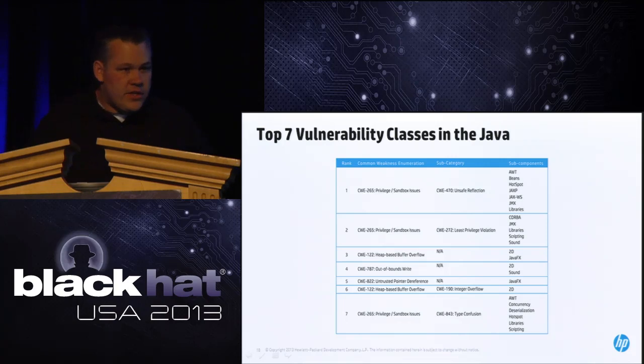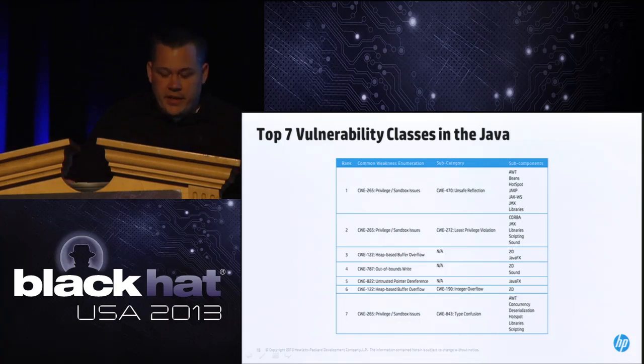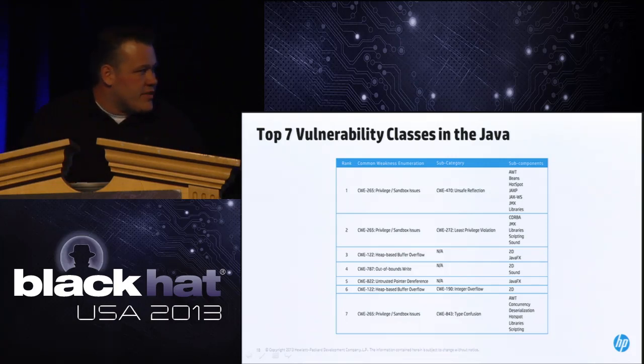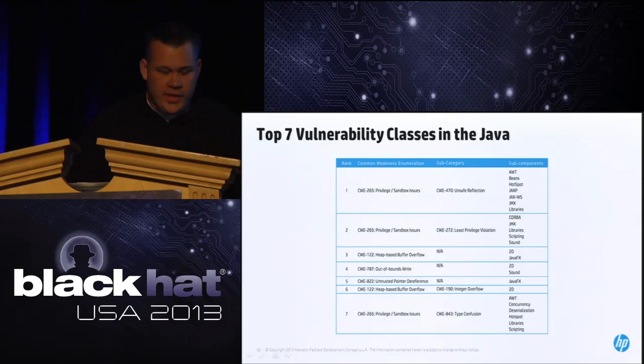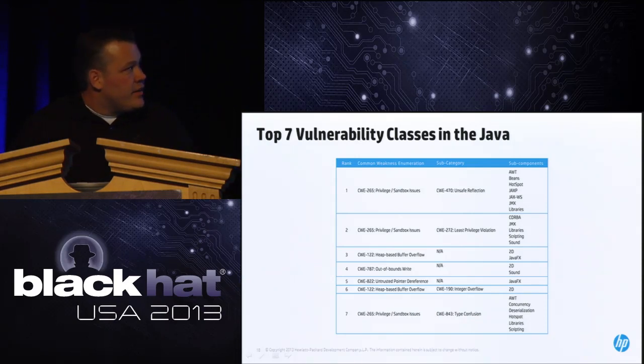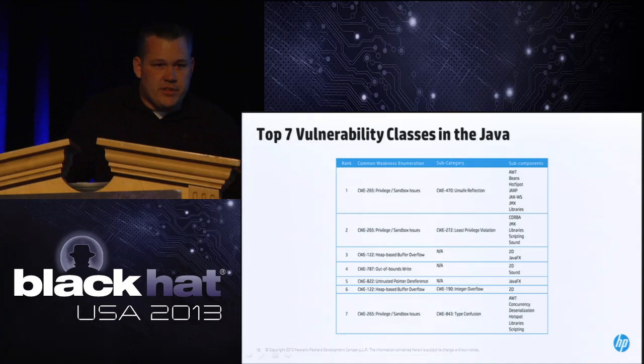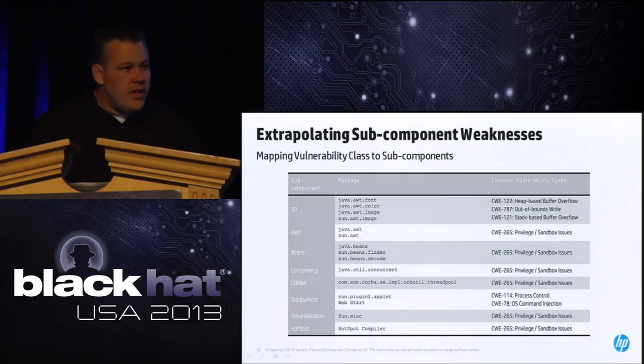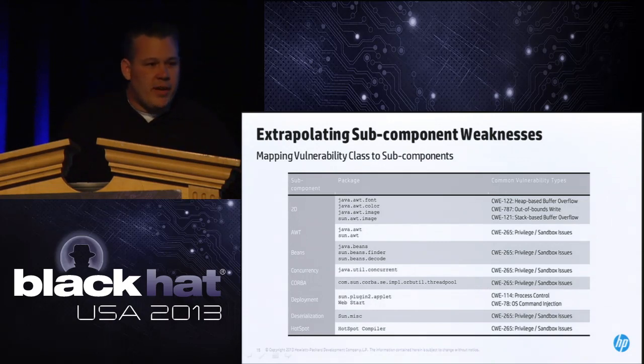And then there's the integer overflow bugs that result in heap-based buffer overflows and type confusion. The interesting thing to note here is that the unsafe reflection and least privilege violations are the most popular, but type confusion is number 7 in the list, and we'll see a switch in that later on when we talk about leveraging.